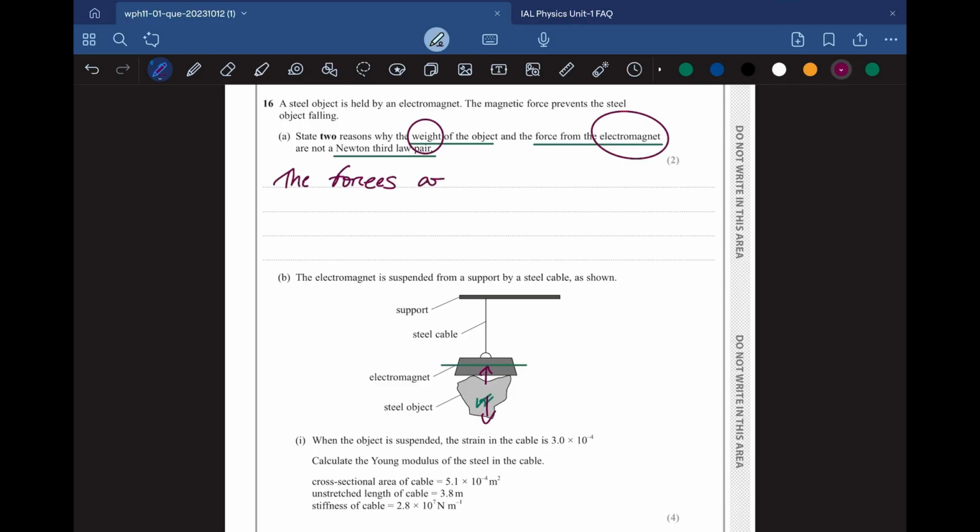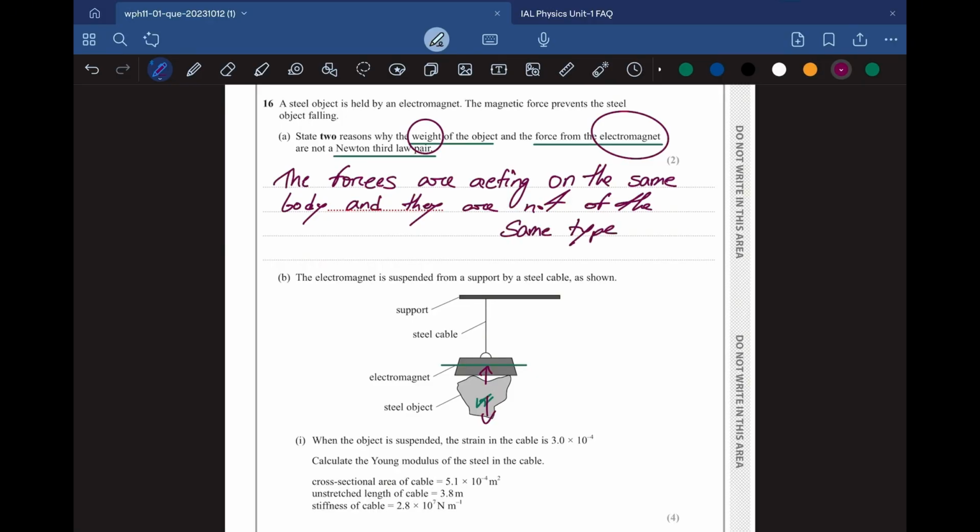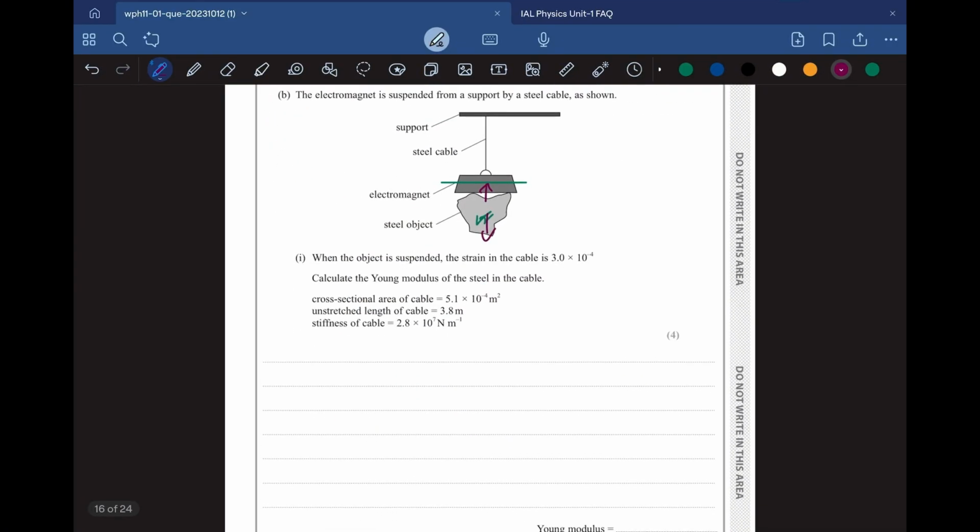The forces are acting on the same body and they are not of the same type. This is a very repetitive question. Make sure to understand the difference between Newton's third law pair force and Newton's first law pair force.